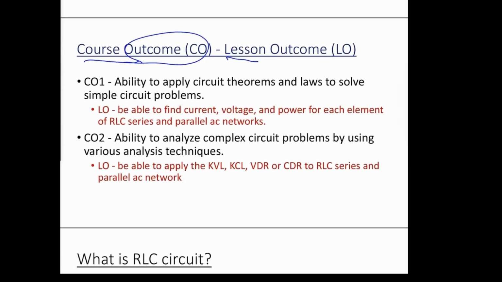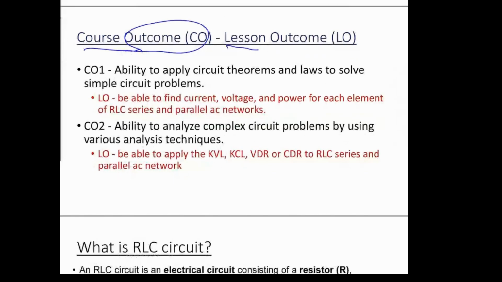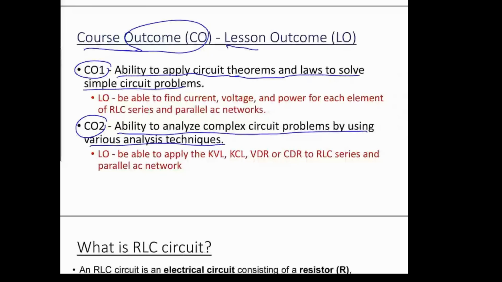So course outcome number one, I believe the other lecturer already explained about course outcome. We have two course outcomes, CO1 and CO2. CO1 is the ability to apply the circuit theorem and law to solve simple circuit. For course outcome number two, the ability to analyze complex circuit by using analysis technique.